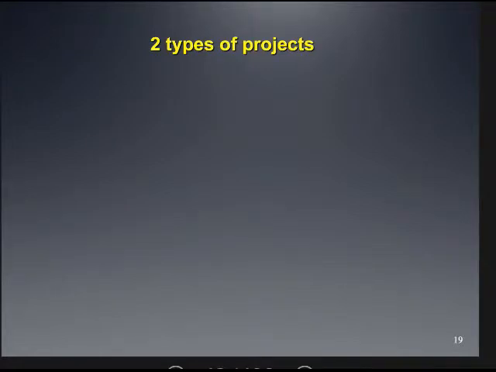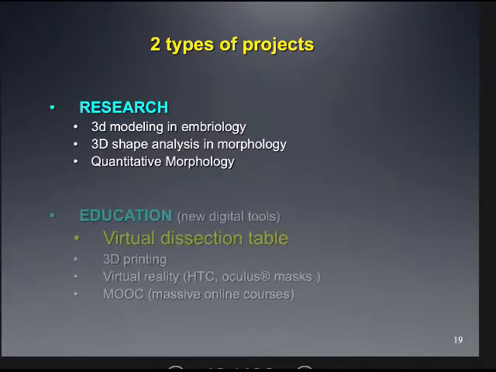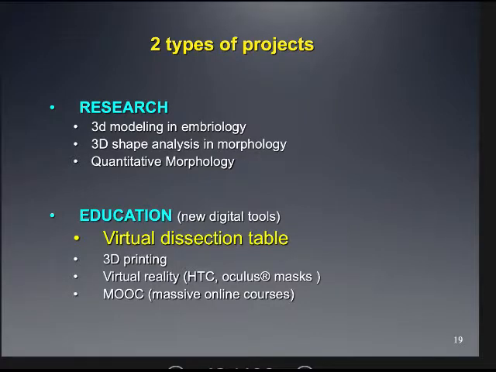For us, 2 types of projects are important. The first is research, mainly for 3D modeling in embryology, for shape analysis and quantitative morphology. But of course, the most important aim is education. And using these digital tools, mainly the virtual dissection table, you know probably also 3D printing, virtual immersive reality, and MORPH.